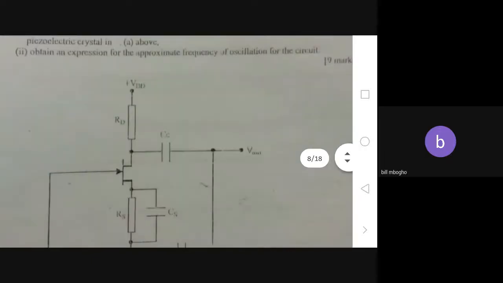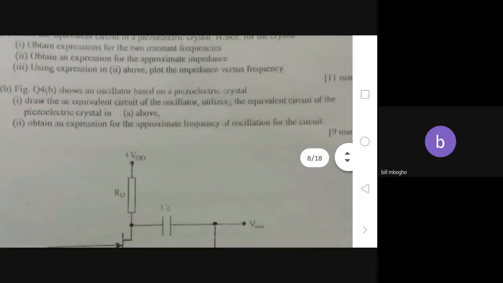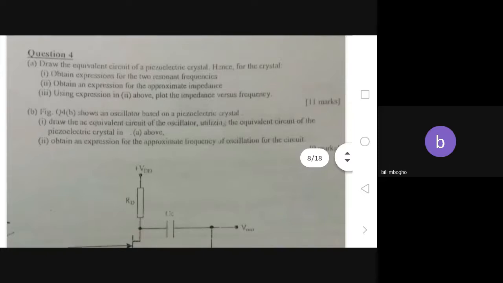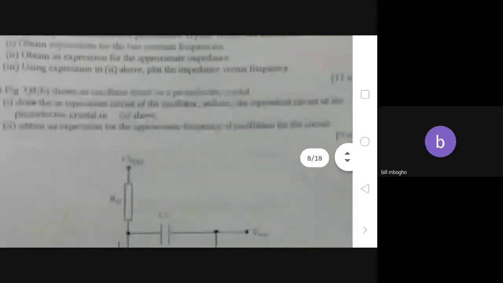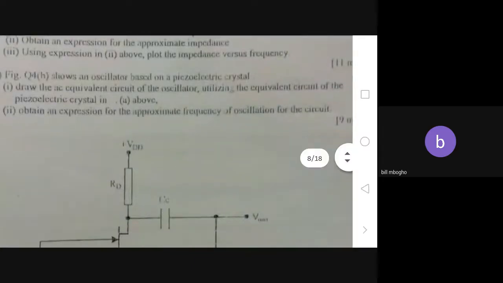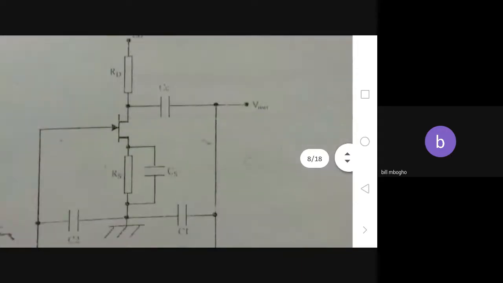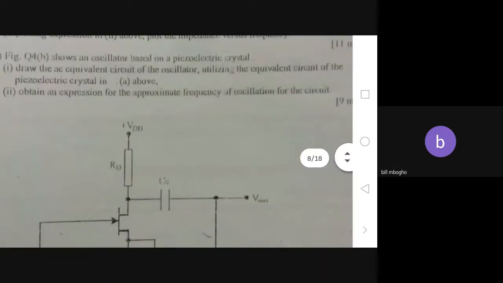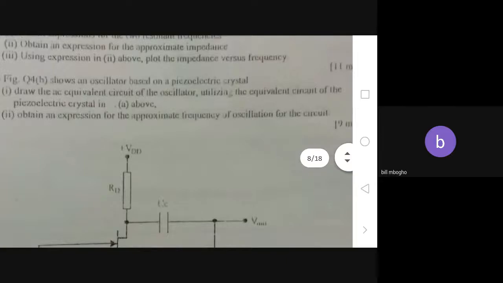Yeah, I think that's it. Then next part of the question. So the figure shows an oscillator based on a piezoelectric crystal. Draw the AC equivalent circuit of the oscillator. And then, utilizing the equivalent circuit of the piezoelectric crystal in A above, obtain an expression for the approximate frequency of oscillation for the circuit.